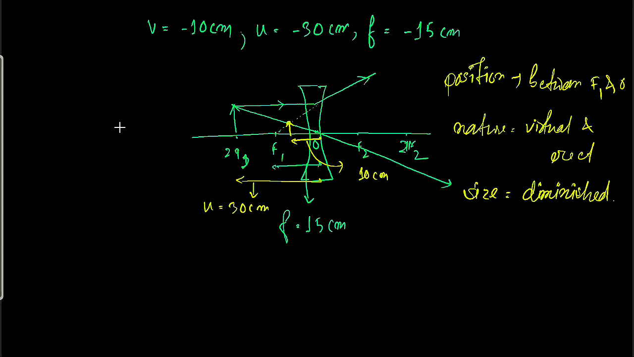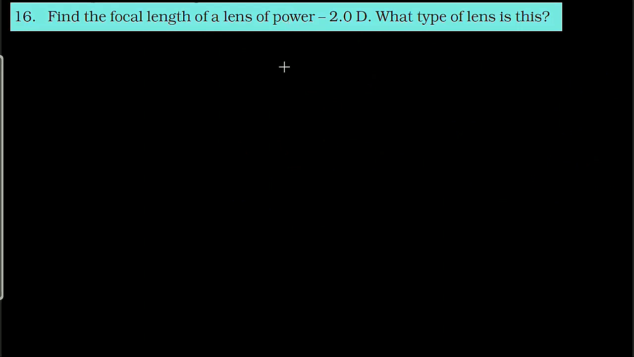Now we'll move towards our next question. What is the next question giving? Find the focal length of a lens of power minus 2.0 diopter. What is the type of the lens? First we will write it down. F is not given, power is given, right? We know that P equal to minus 2.0 diopter.